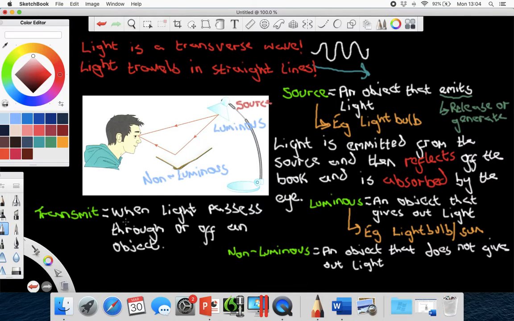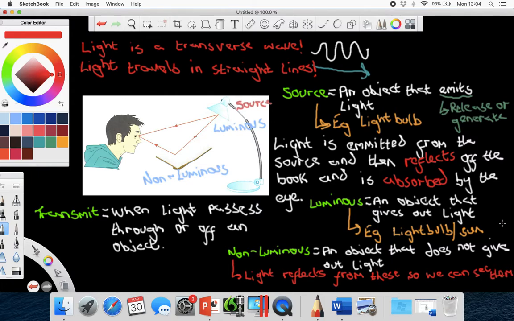So we can add underneath here, and I'm going to put it in red because it's important, that light reflects from these so we can see them.